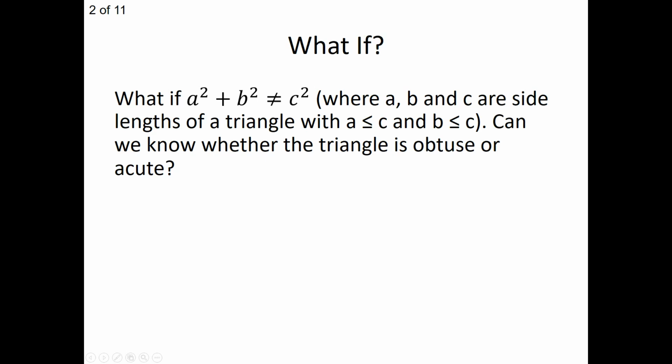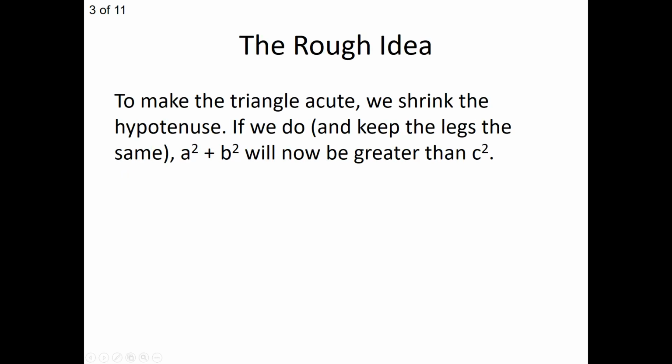So what if then a squared plus b squared is not equal to c squared? Again, assuming that c is the greatest value or equally the greatest value, can we then determine the triangle to be obtuse or acute? So let's think about that. Let me give you a rough idea of how we're going to put this question into conceptual ideas that lead us into our theorem.